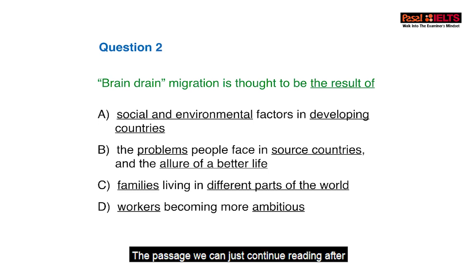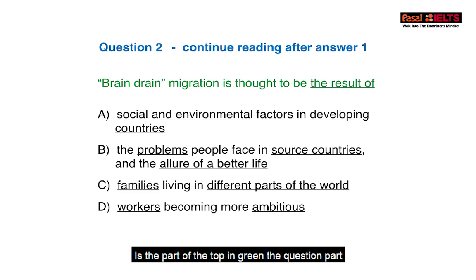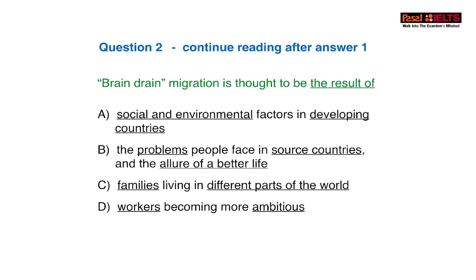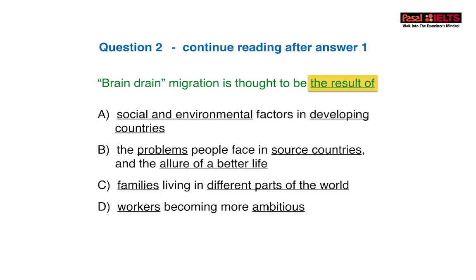When we go to the passage, we can just continue reading after answer 1, the answer to question 1 that we found. And remember, the first part to look for is the part at the top in green, the question part, not the choices yet. So the main thing we're looking for is, what is this brain drain the result of? Let's see if we can find that.